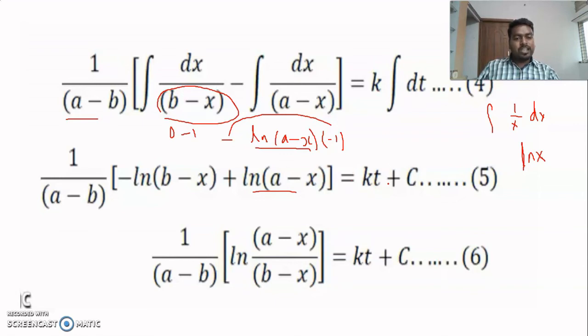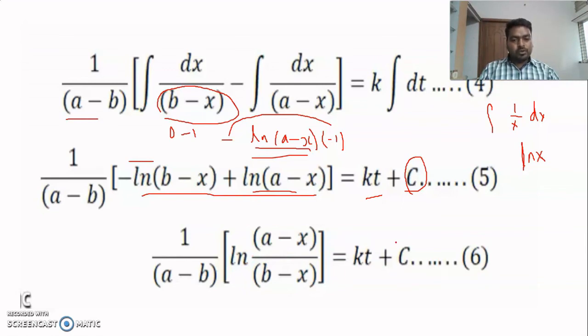So k integration of k is kt plus c, integration of dt is t, integration of dx is x, that is, integration of dt is t plus integral constant c. This is equation number 5. Now simplify this equation, that is, it is in log a minus log b form, so apply the laws of logarithm. So 1 divided by a minus b into log of a minus log of b form becomes ln of a minus x divided by b minus x is equal to kt plus c.